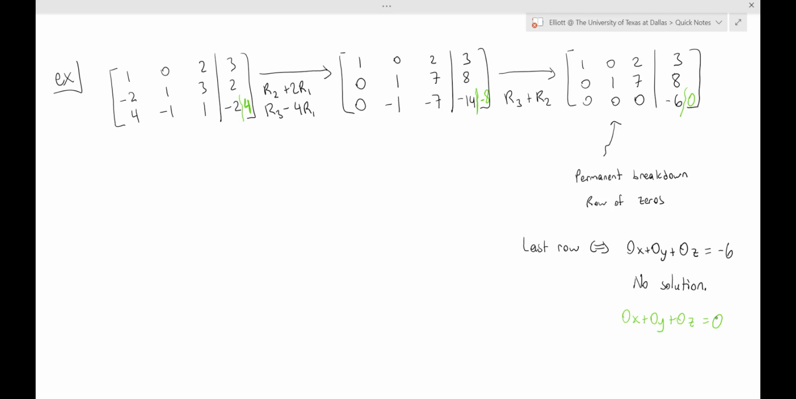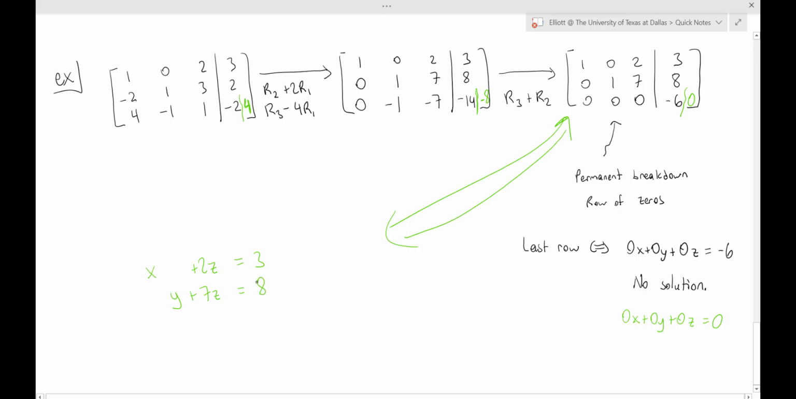So I'm going to continue in green and let's see what happens. So writing out the corresponding system of equations, we have x plus 2z equals 3. And then we have y plus 7z equals 8. And since the third row is just all zeros, I'm just not going to write it down. All right, what's happening is we have two equations.